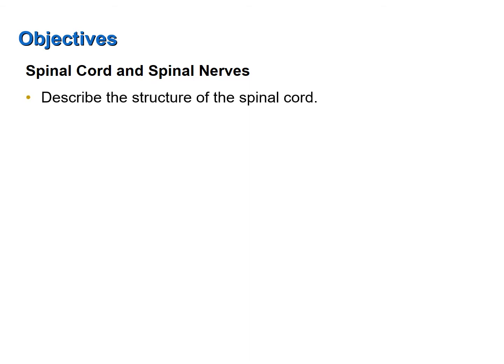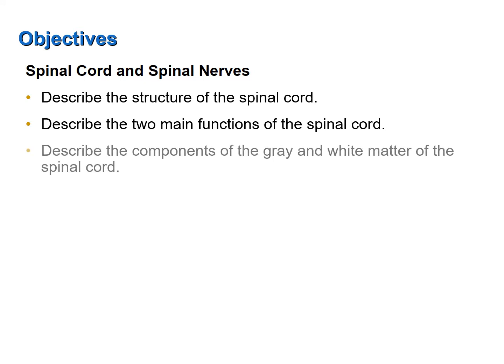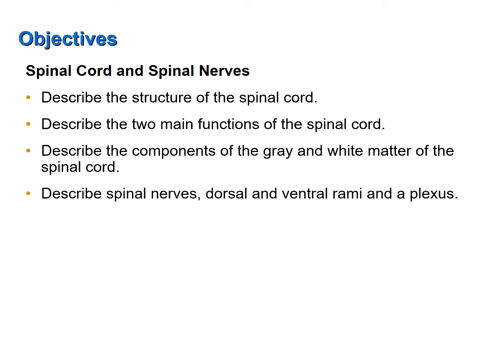Describe the structure of the spinal cord. Describe the two main functions of the spinal cord. Describe the components of the gray and white matter of the spinal cord. And describe spinal nerves, dorsal and ventral rami, and a plexus.